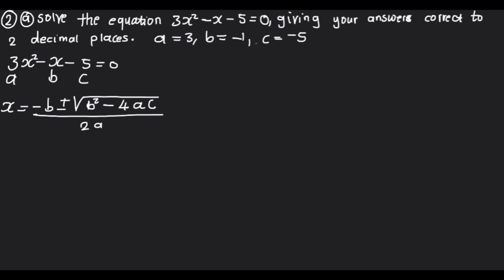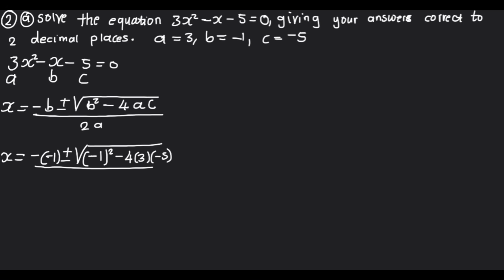So let's do substitution. So x is equal to minus, the value of b is negative 1, plus or minus the square root. Here we are going to have negative 1 squared minus 4. Our a is positive 3, our c is negative 5. Everything divided by 2 times 3.